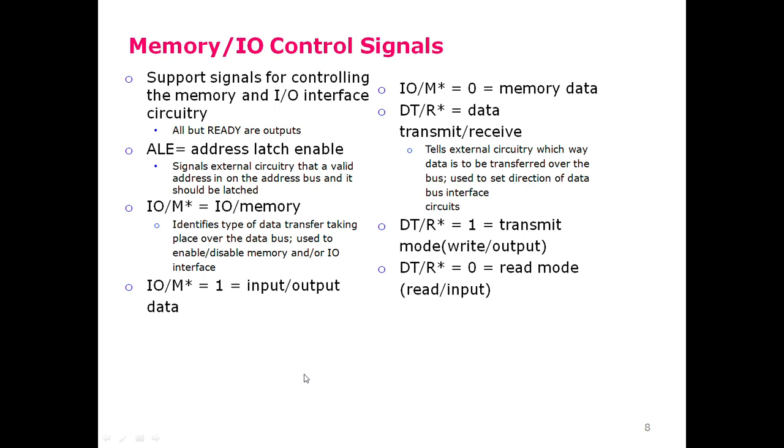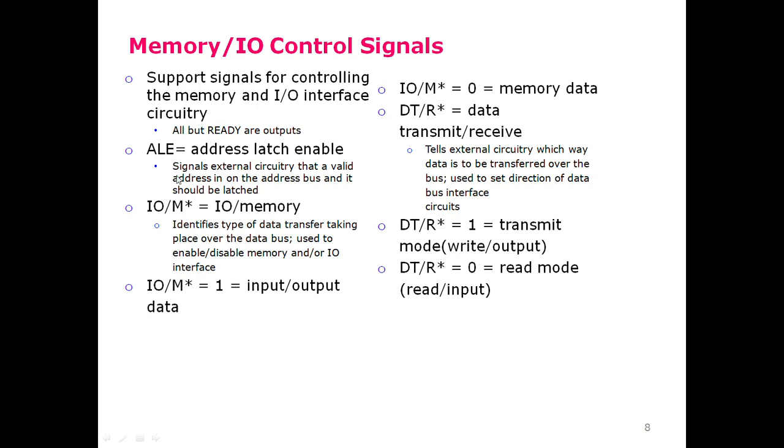For the memory and input and output, there are a number of control signals. They are generated by the microprocessor. So it supports signals for controlling the memory and input and output I/O interface circuitry. All our output signals except the ready signal, which is an input signal, but most of the rest of the control signals are output signals.